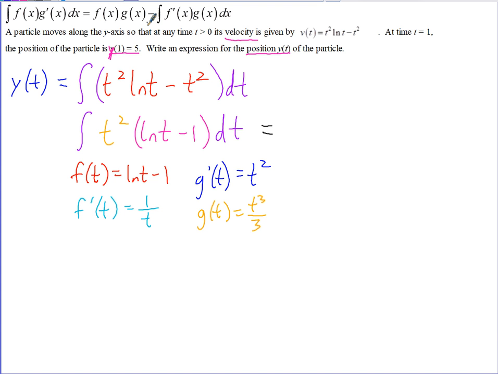F times g, so the natural log of t minus 1 times g, which is t cubed over 3, minus the integral of the two we just found, f prime and g. So that's 1 over t times g, which is t cubed over 3.